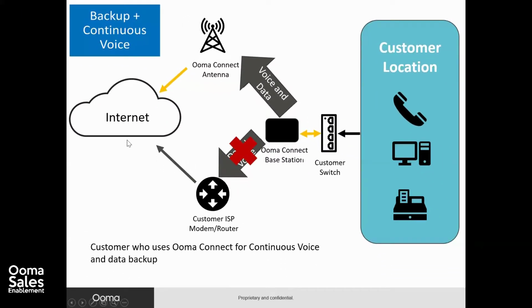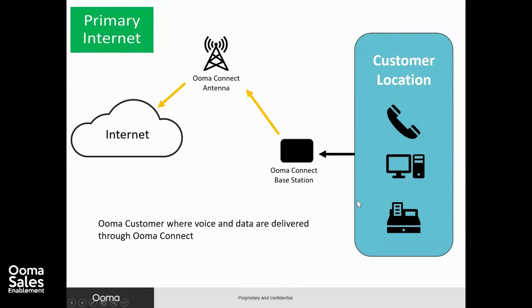And then the fourth and final setup is probably the easiest one, which is just the primary internet. The customer can pick from 2 different packages depending on what their usage needs are. This one, we're just replacing whatever they have for internet today. So whether that's cable, satellite, DSL, whatever it is, they're getting rid of that altogether, putting in our base station, which connects the antenna, which connects the internet.